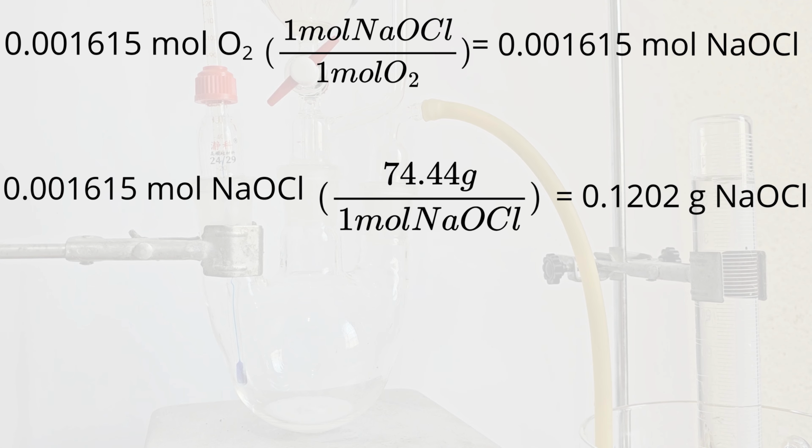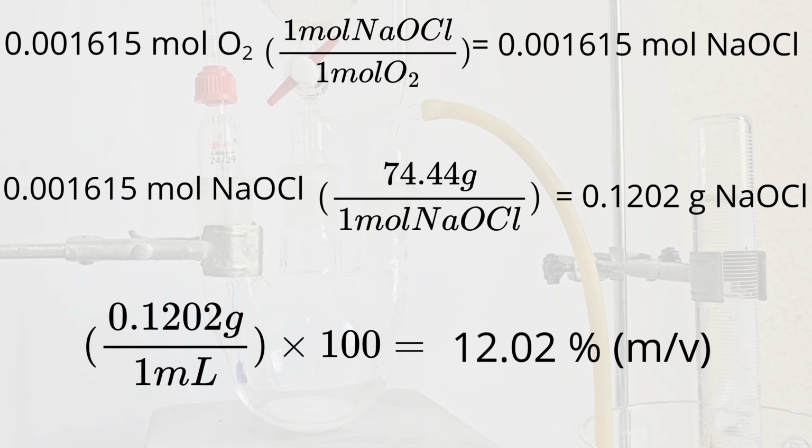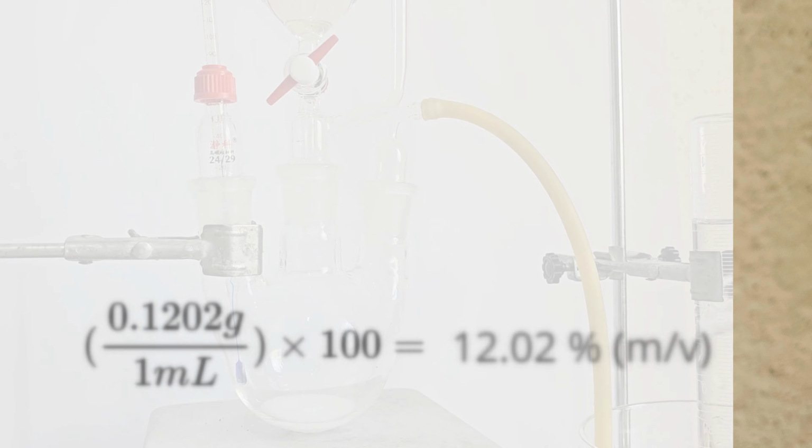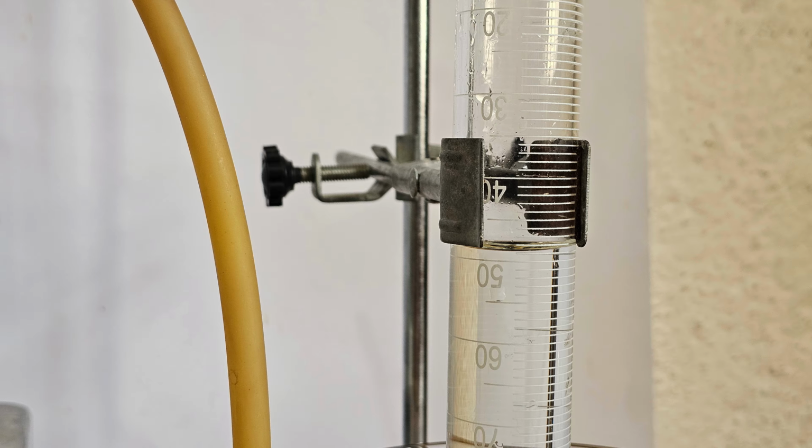Using the molar mass, these moles correspond to 0.12 grams of sodium hypochlorite. Dividing this value by 1 milliliter and multiplying by 100, we get our final result of 12%, a little bit lower than the 13% they sold me. Here you can see the final volume of the gas.